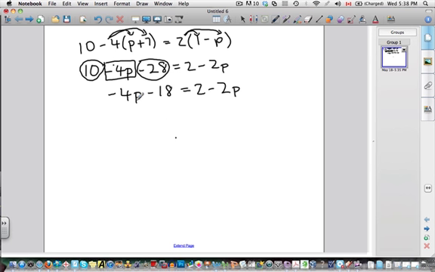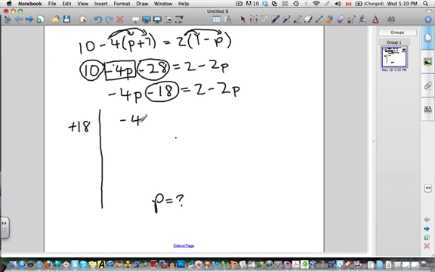Now when I look at this, I still would like to get all of my coefficients with the variables on one side and all of the constants on the other. We often put the variables with the coefficients on the left side, just because it's easier to read p equals something rather than something equals p. So what I'm going to do is move my negative 18. By move, I mean I'm going to make this become 0, and I'll have to do something to the other side also. So I will add 18 to both sides.